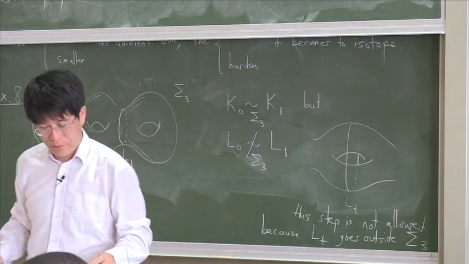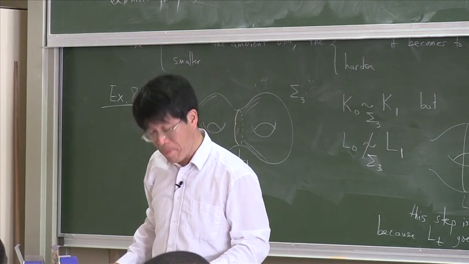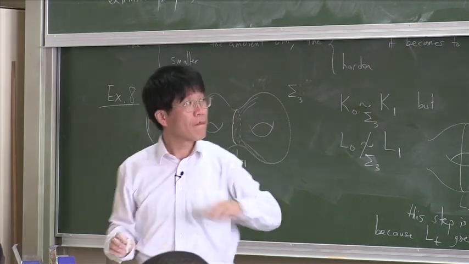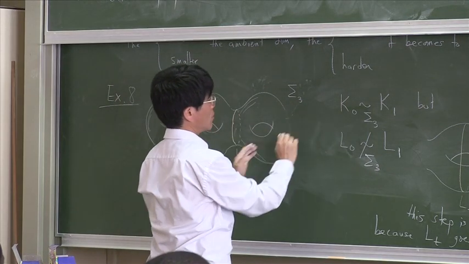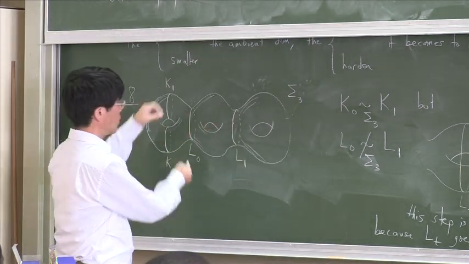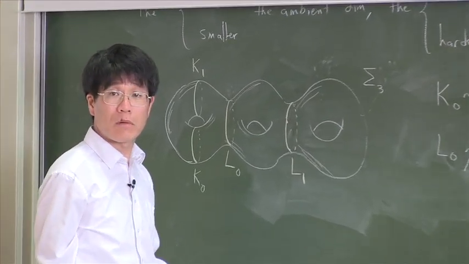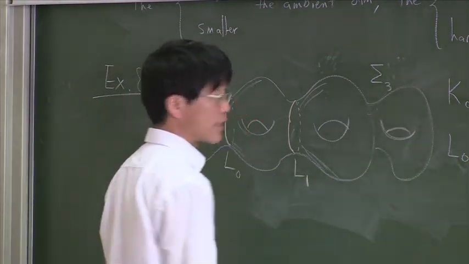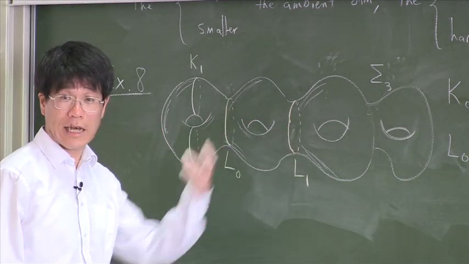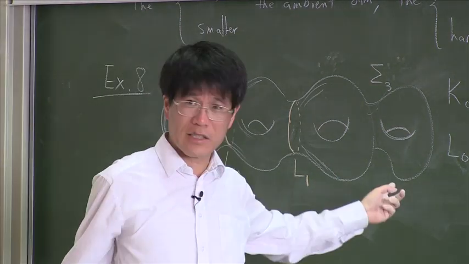Yes, you have a question? Now, if I say isotopic inside sigma 4, that would be... What do you mean sigma 4? Sigma 4 is another thing, like this. I will try to move it from here to here. It's still impossible. What does sigma 4 mean? Sigma 4 looks like this, right? You have another hole, another handle. Do you agree that that's what sigma 4 looks like?